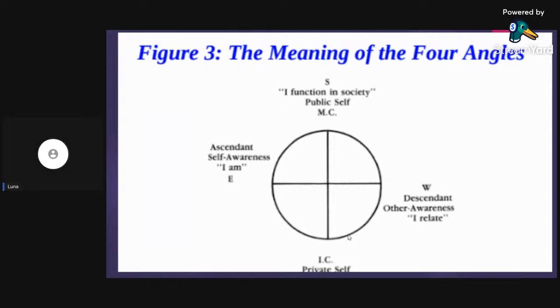These points are called the 4 astrological angles: the ascendant, descendant, medium coeli, and the imum coeli, as illustrated in Figure 2.